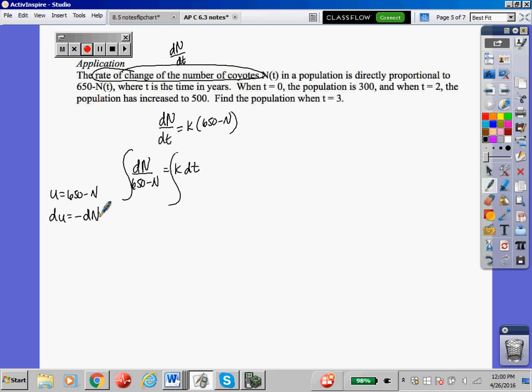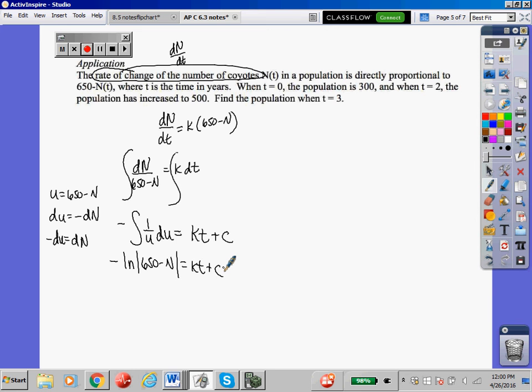Because it's more than just n in the bottom. If it were just n, I don't need u substitution. So I don't have a negative, so I'm going to need to divide by the negative, and I'm going to get negative the integral 1 over u du. On the right side, that's kt plus c. The integral of some constant dt would be k, we're doing it with respect to time. So this is negative ln, the absolute value, 650 minus n, equals kt plus c.